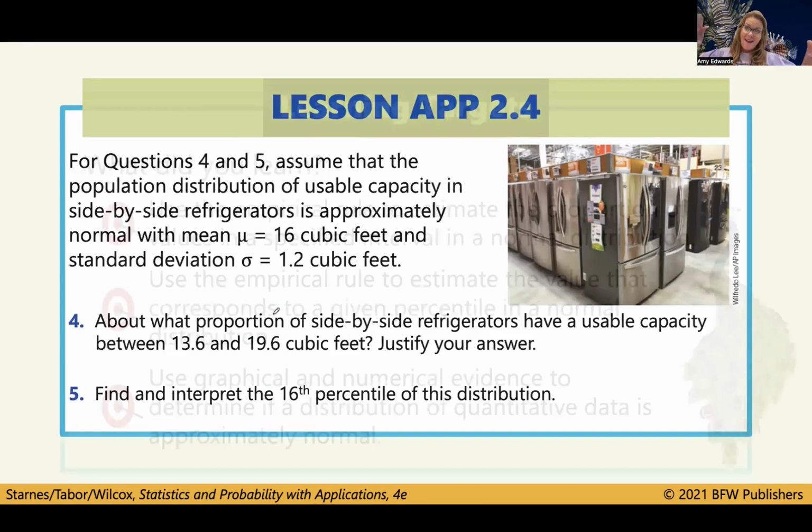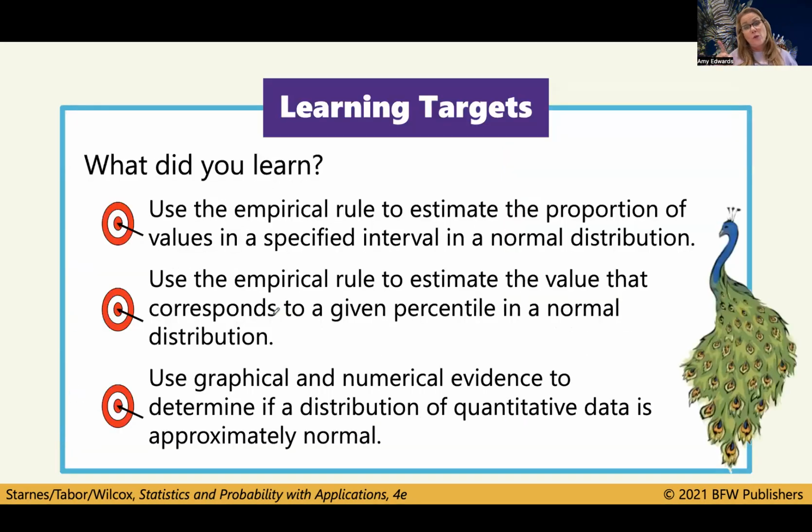And so, did we use the empirical rule to estimate the proportion? Yes. Did we use the empirical rule to estimate the value? Like, that was that drive time one. Or no, it was how many feet will it be if I stop given that percentile? And then, can you take data and determine if it's approximately normal? And again, you're following that empirical rule of the 68, 95, 99.7.